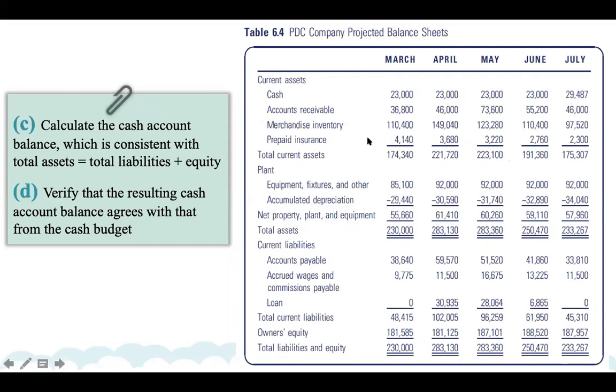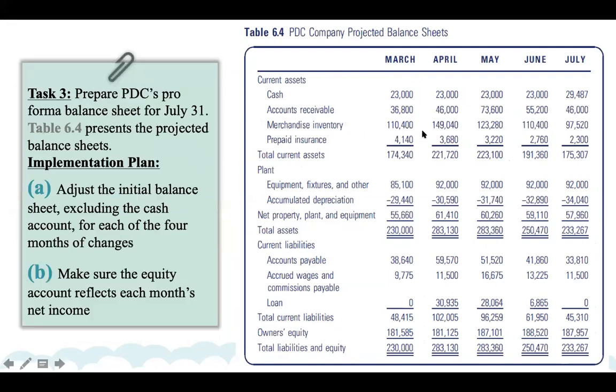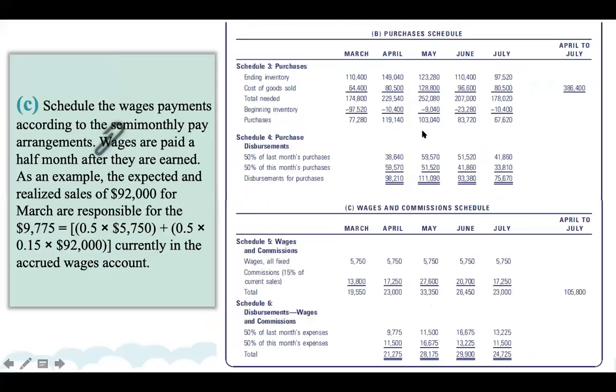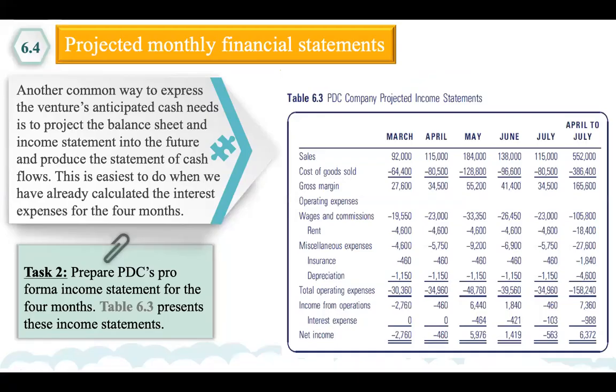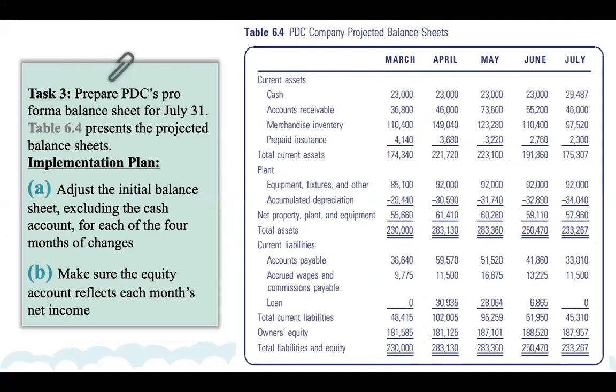Now the merchandise inventory, same thing. All you have to do is go to the purchase schedule, and you have the ending inventory, المخزون بنهاية كل شهر. We just have to copy this number and paste it in the balance sheet. So these are the merchandise inventory. All these numbers come from panel C.